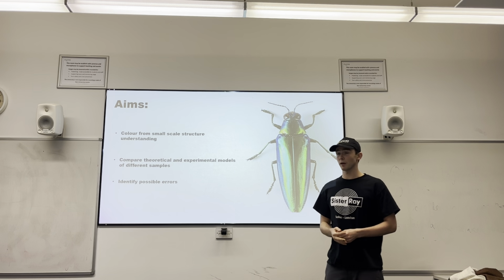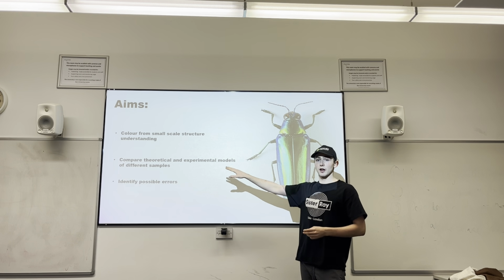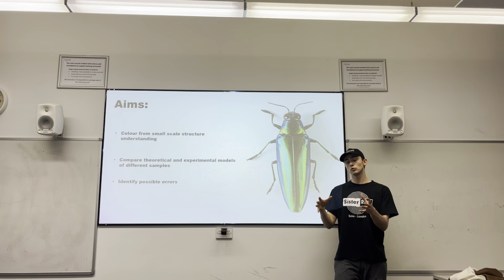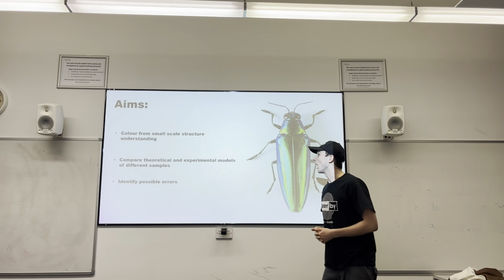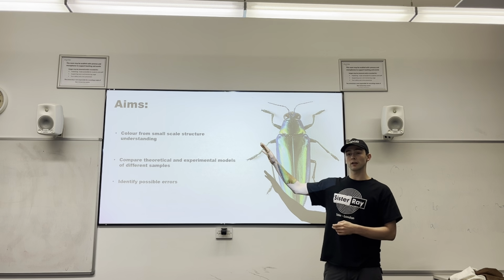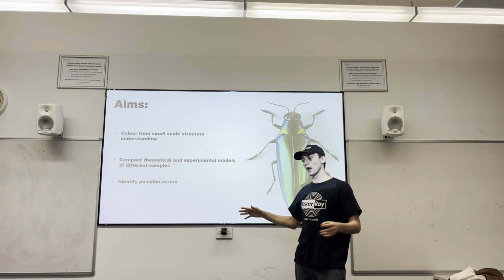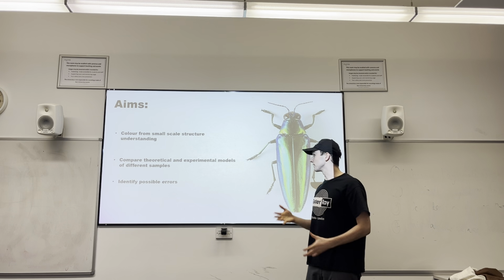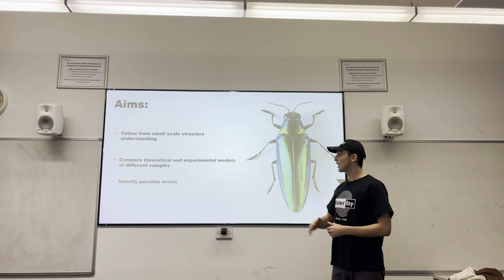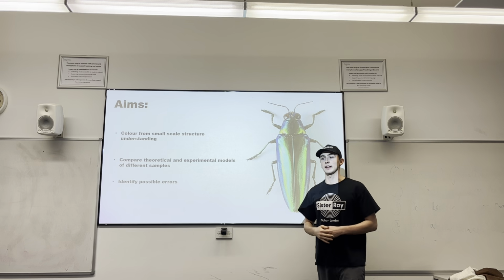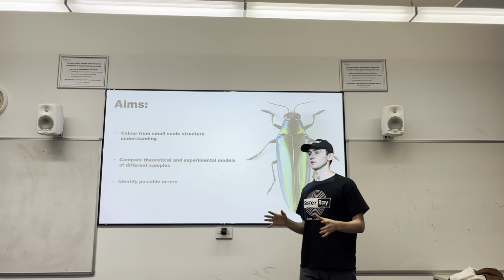So what are the aims of my experiment? Well, we hope to gather an understanding of how small-scale structures can produce such brilliant colours, and we hope to create theoretical and experimental models and compare the two and see if they differ in any way or how they're similar, and we hope to identify any errors involved in this to make sure that we're good scientists.